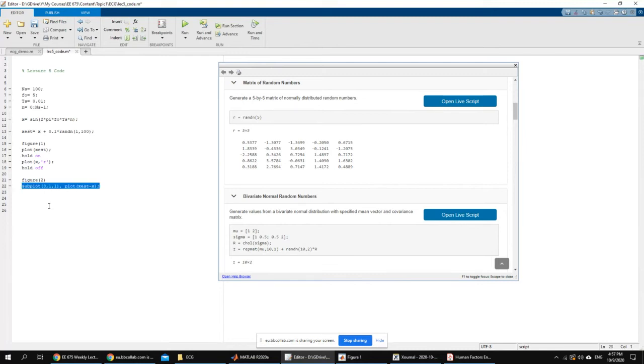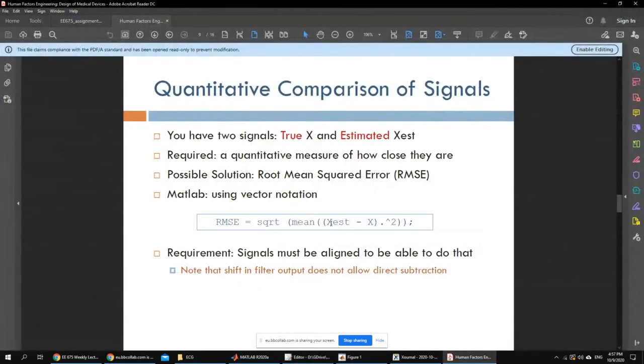And I'm going to plot, for the second one, the same exact equation that we saw here. So x estimate minus x. Basically, if you want to have all the individual elements in the array raised to the power or operated on by this operator, you have to use the dot operator here.